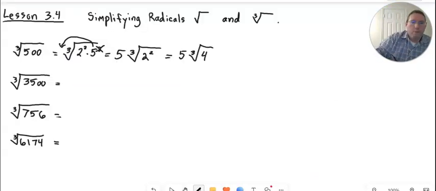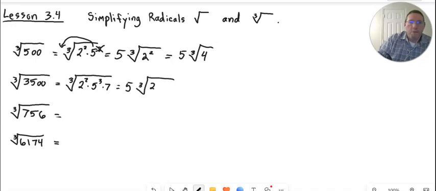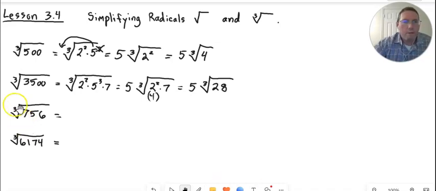All right. So this is going to be the cube root of 2 squared times 5 cubed times 7. The 5 is going to come out. We're going to have 5 cube root of 2 squared times 7. 2 squared is 4, and 4 times 7 is 28. So what we wind up with is 5 times the cube root of 28. Okay. Now let's do this one. This is the cube root of 756.